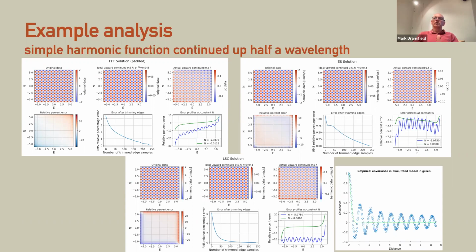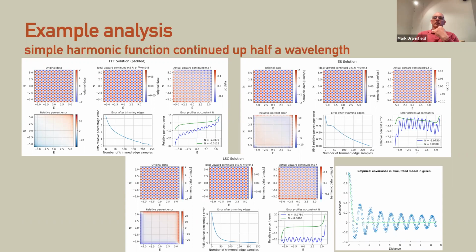The next panel across, the next set of 6 images, is the equivalent source solution. So once again, we have the original data, the true data at half a wavelength higher, and the equivalent source solution. Then on the bottom 3, the relative percent error, the RMS error across the whole image as a function of edge trimming, and the 2 profiles that we're not going to worry about.